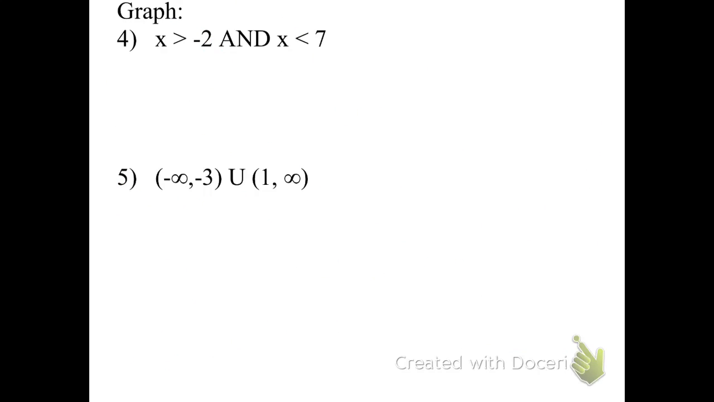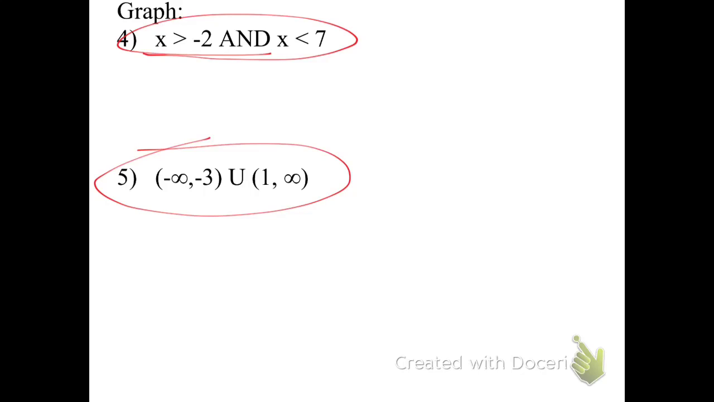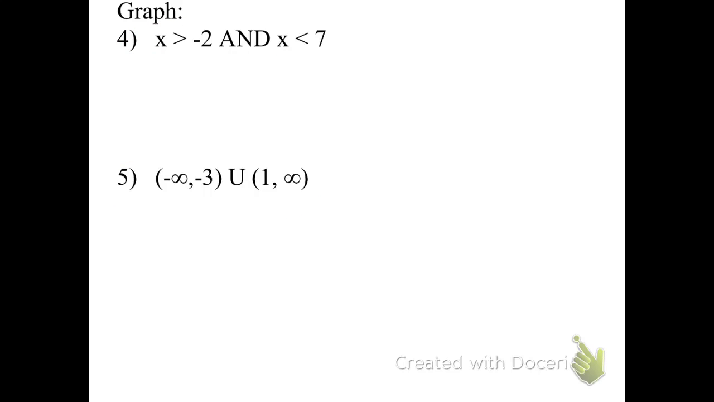We're going to move on to number 4, 5, and 6. These ones we're graphing all of them. So when you see these ones here, these are the inequality ones. You want to put these just on a number line. And so here, let's get some tick marks going, because that's what a good number line has.